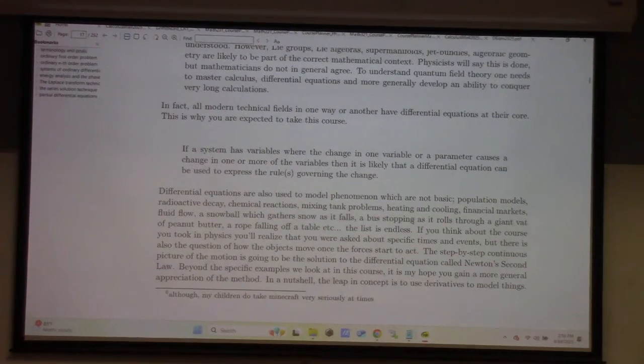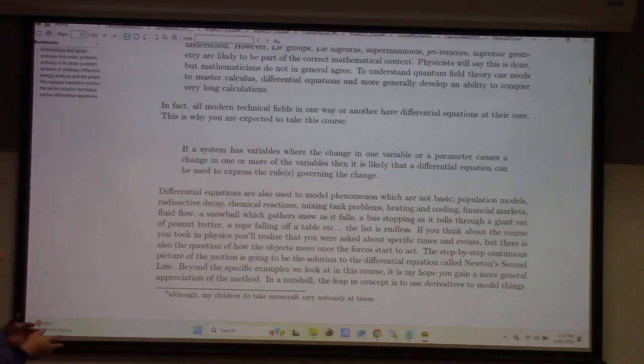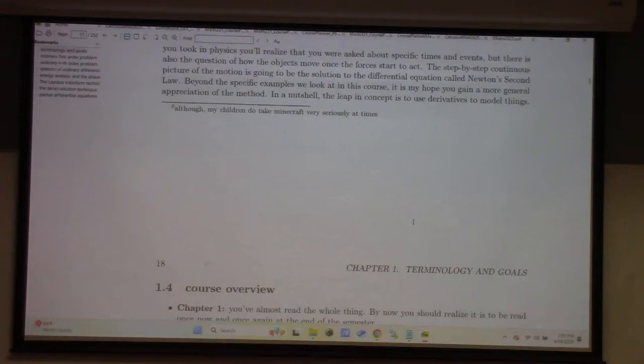But in any event, if a system has variables where the change in one variable or parameter causes the change in other variables, that means you can write down a differential equation to describe the system. And what doesn't have this form? Where is it ever the case that the change in one thing doesn't give you the change in something else? Think about it. It's just ubiquitous, it's everywhere. And so we must understand how to solve differential equations because they're everywhere.